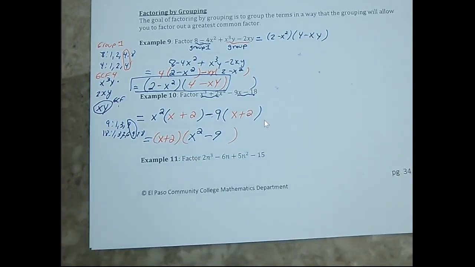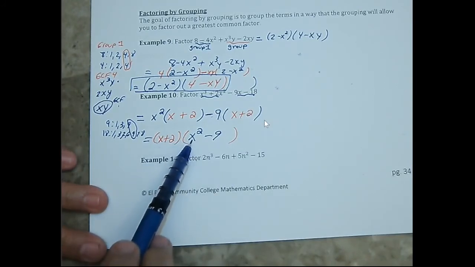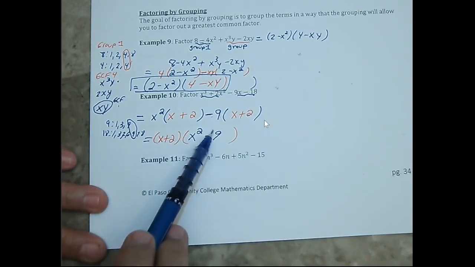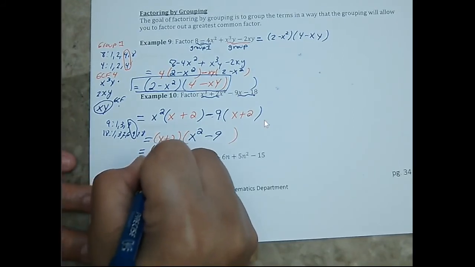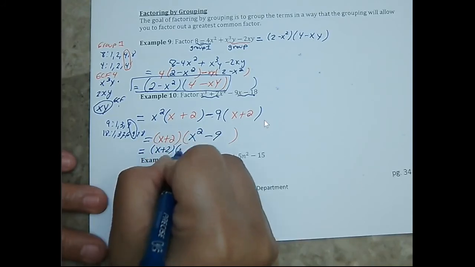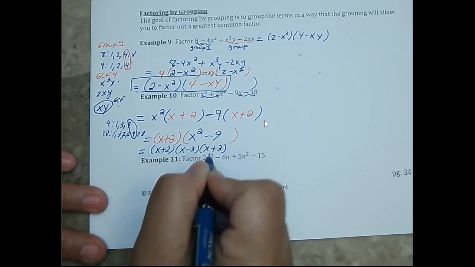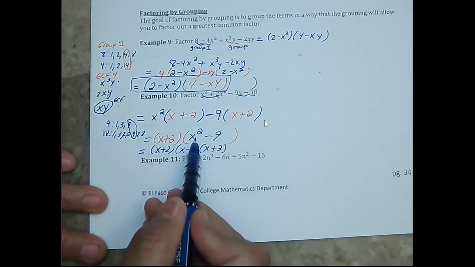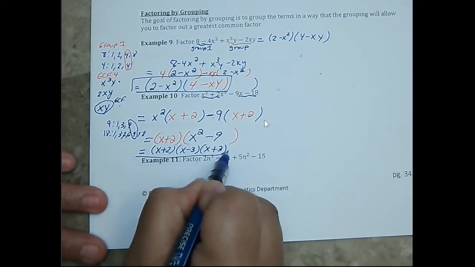So you always want to ask yourself, are my parentheses factored? So x plus 2 is already factored. However, x squared minus 9 still needs to be factored. We have not learned how to do that yet, but later in this video, we'll come back to showing you how to factor something that looks like x squared minus 9. So this would be our final answer here.